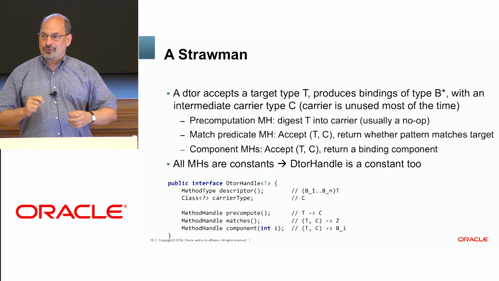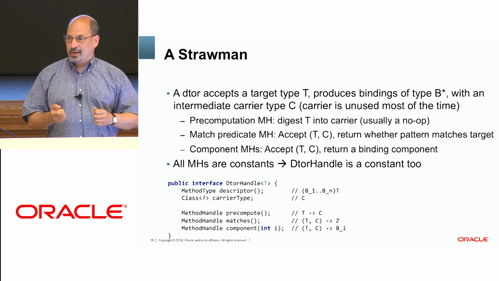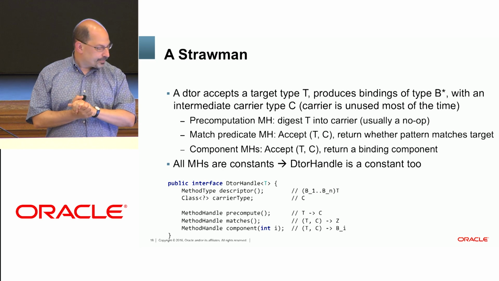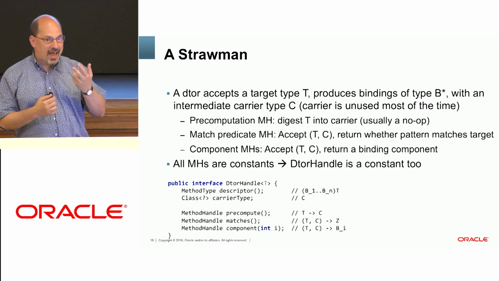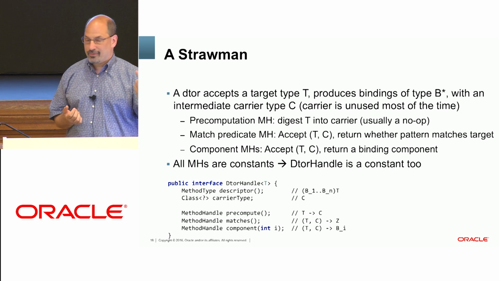bindings I have. The first one says, do some pre-computation, which is enough to determine do you match or not, and if so, compute the carrier. The next method handle looks at the target and the carrier and says, well, did it match? That's generally going to be fast.